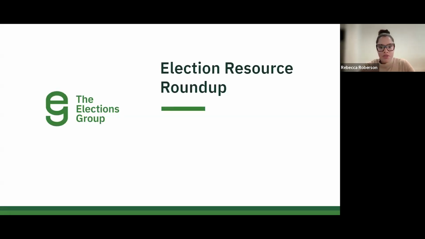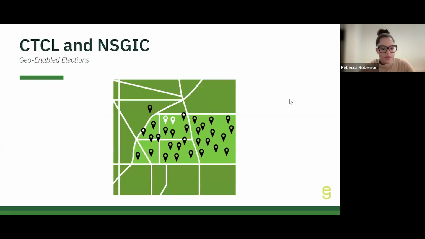I actually am going to pass it back over to Annie really quick to talk about CTCL's Geo-Enabled Elections course. Sure thing. Thank you, Rebecca. CTCL and the National States Geographic Information Council partnered to create a 5-part training series to explore the use of geographic information systems to increase the accuracy and reliability of election data.